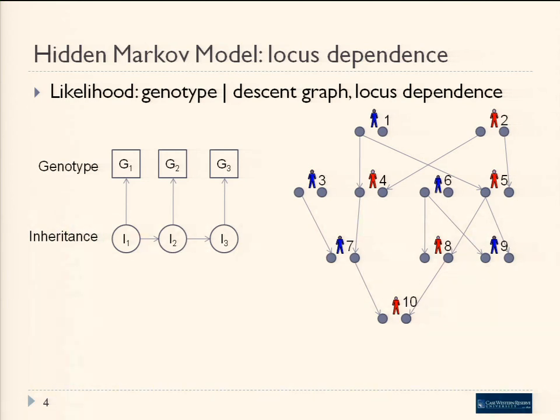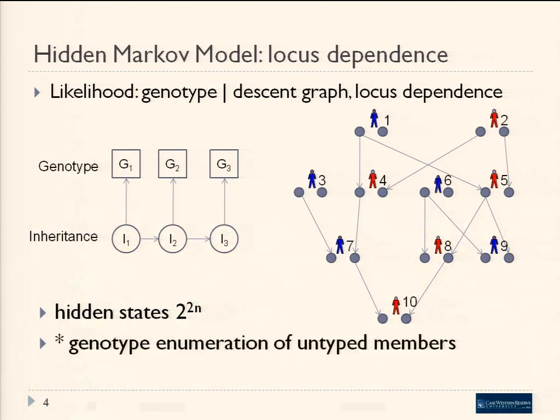However, given this Markov property, the complexity is still too high. You can imagine that the hidden states number 2 to the 2n. If you have untyped individuals in your family, individuals not available for genotyping, then you multiply by the number of ways to enumerate all genotypes for these individuals, and this makes the problem even huger. There is a certain paradox here: in a typical process, we want to recruit as many people as possible, because that will give enough recombinations to cut the chromosome down enough to locate the disease gene. And on the other hand, we want to have as dense a genetic map as possible.